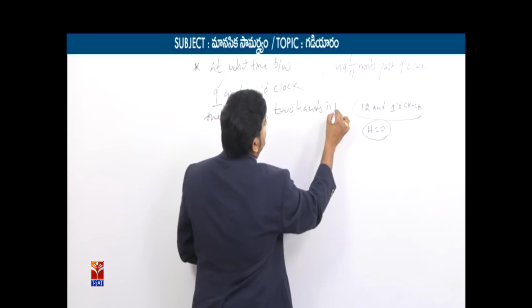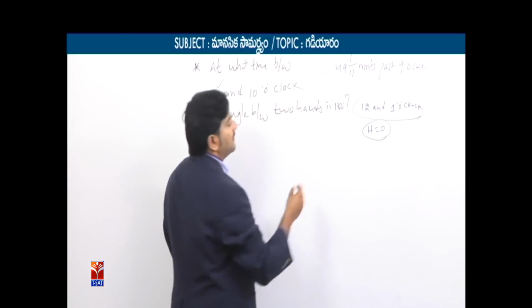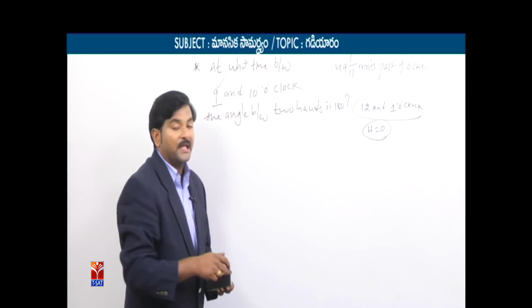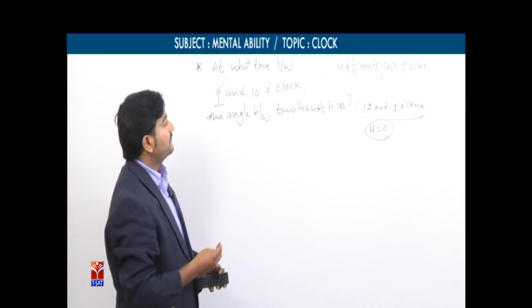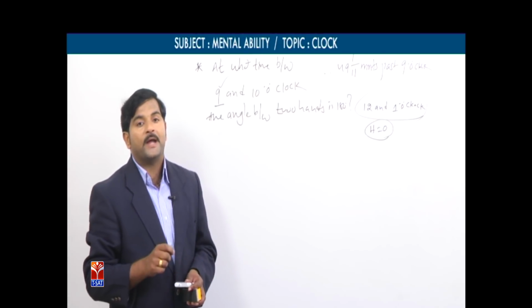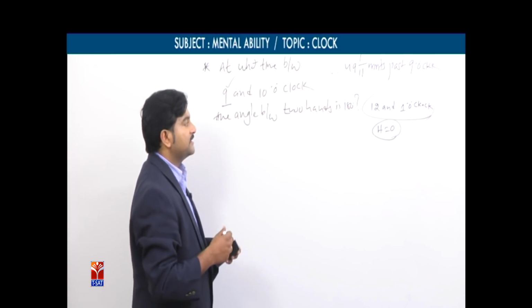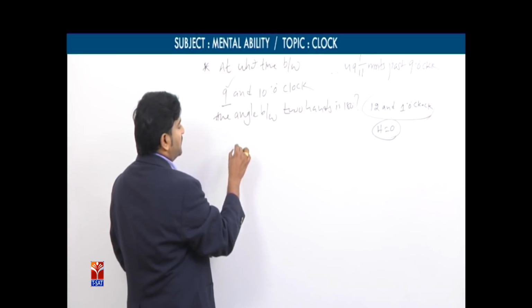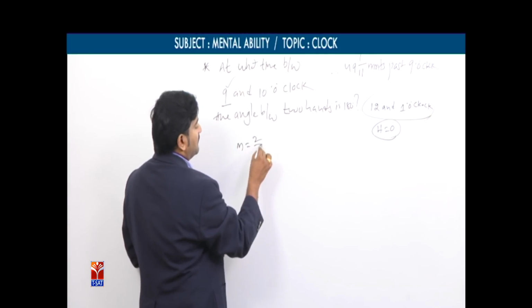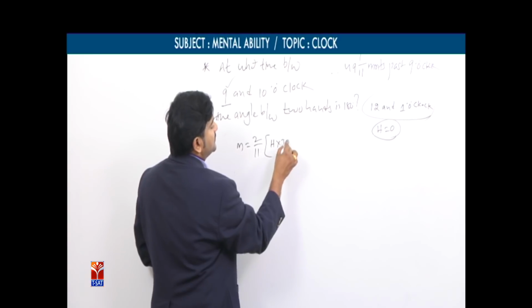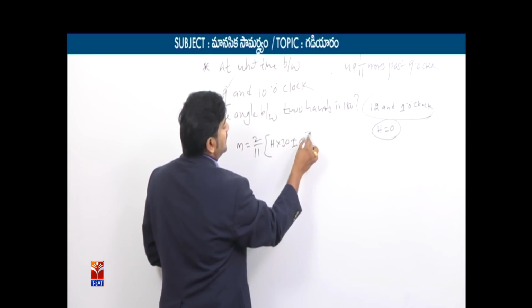Instead of 0 degrees, he may mention 180 degrees. Or instead of 180 degrees, he may mention at what time between 9 and 10 o'clock two hands are on the same straight line but opposite in direction. So the meaning is the same. When, for example, we look into this formula, what is the formula? M is equal to 2 by 11 into h into 30 plus or minus theta.